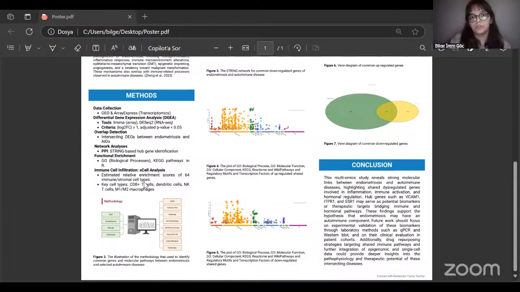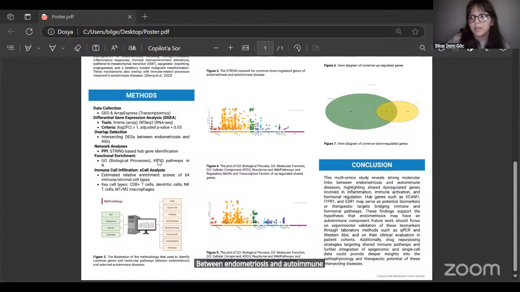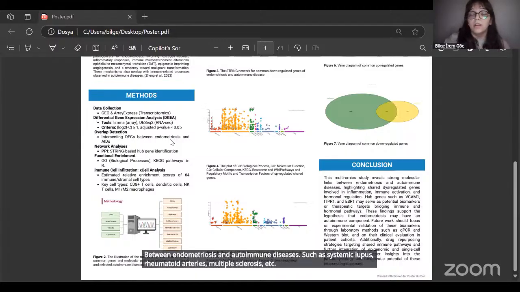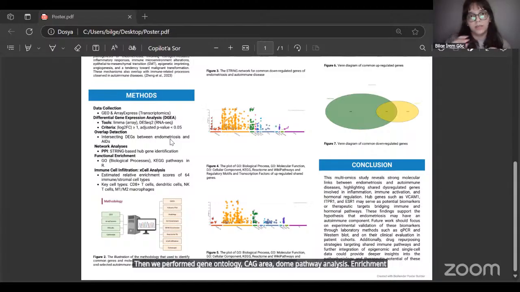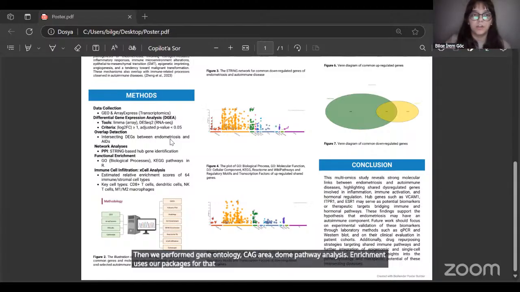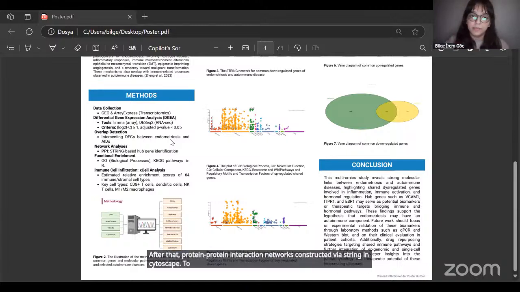After that, we focused on finding commonly up- and down-regulated genes between endometriosis and autoimmune diseases, such as systemic lupus, rheumatoid arthritis, multiple sclerosis, etc. Then we performed Gene Ontology, KEGG, and Reactome pathway enrichment analysis using R packages from Bioconductor. After that, protein-protein interaction networks were constructed via STRING in Cytoscape to find hub genes.